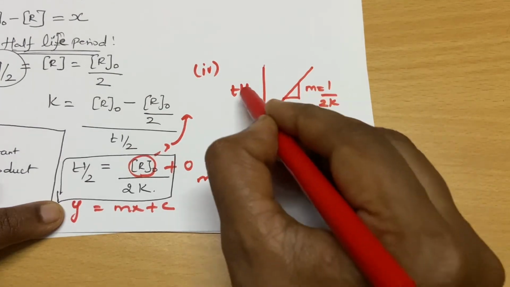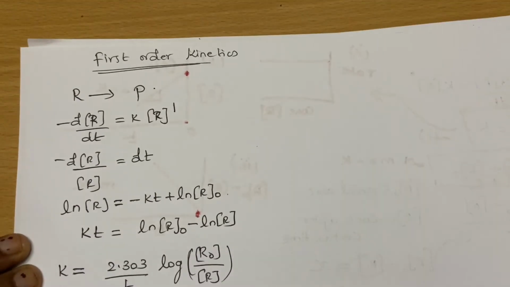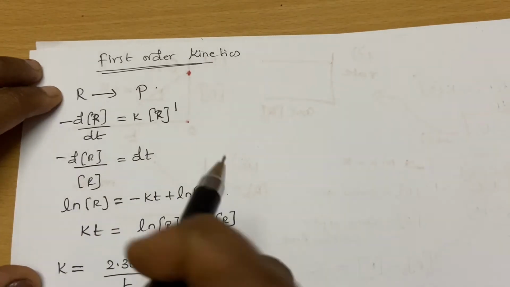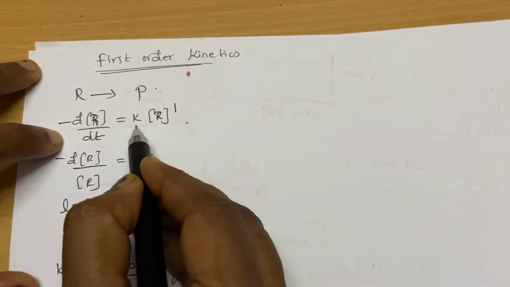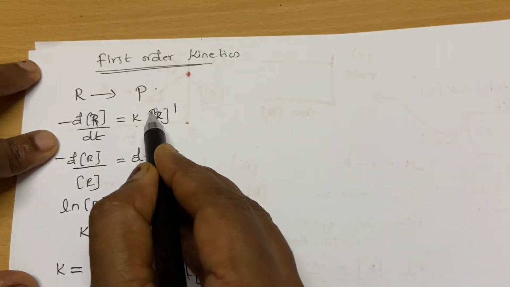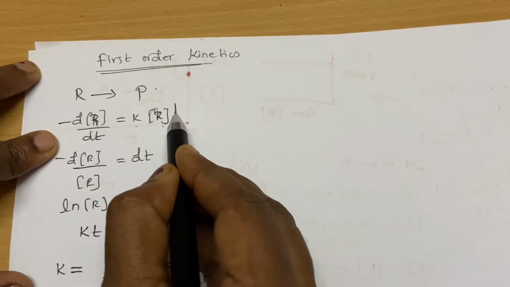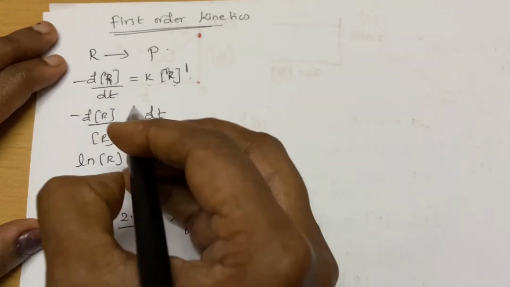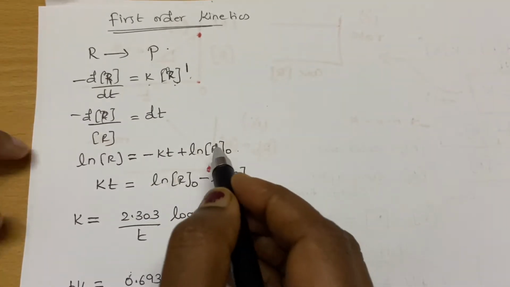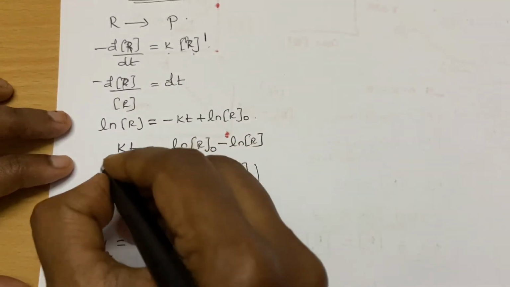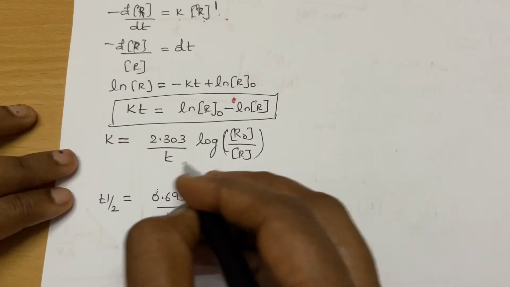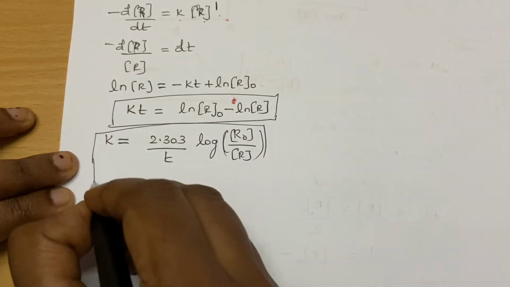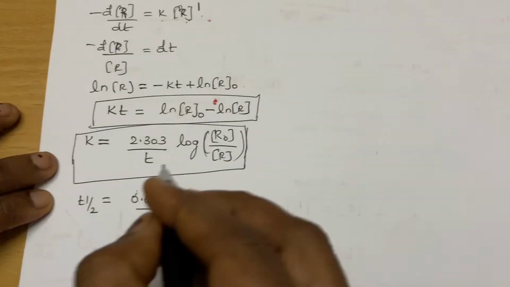Okay students, first order kinetics. To save time, I have written this previously itself. The reactants are converting into product. So the rate of disappearance of R is equal to the rate constant times the concentration of the reactant raised to the power 1. That is the first order reaction. If you do the differentiation and solve it, you will get an equation like this. After solving and rearranging, this is your final equation.